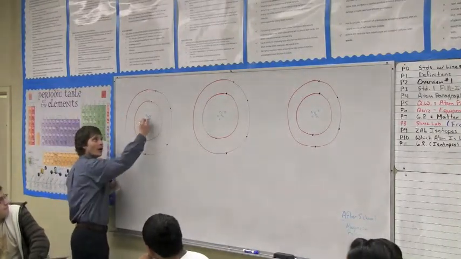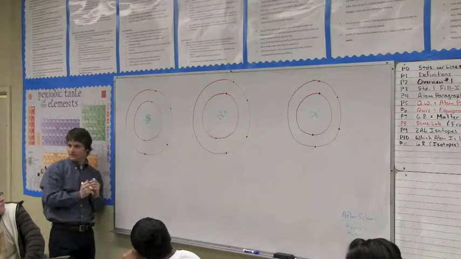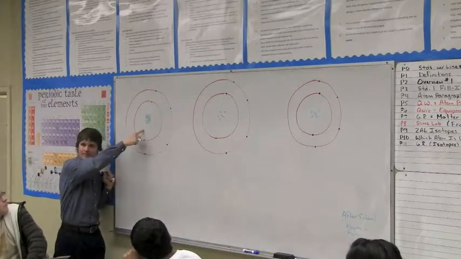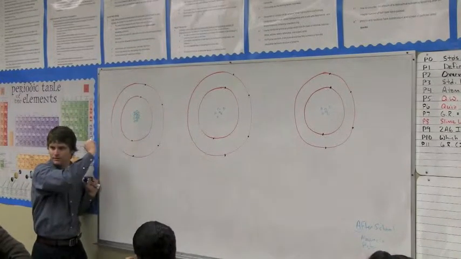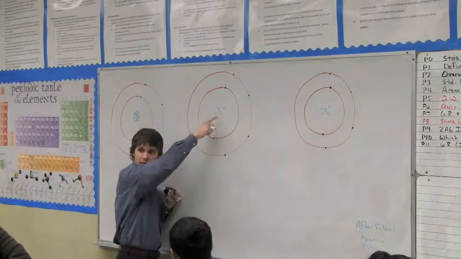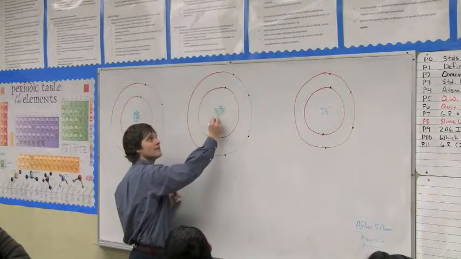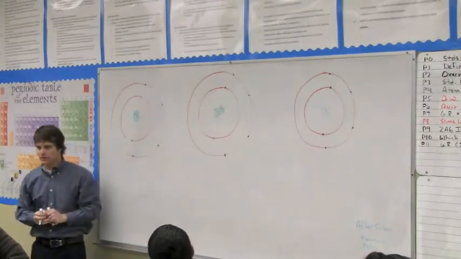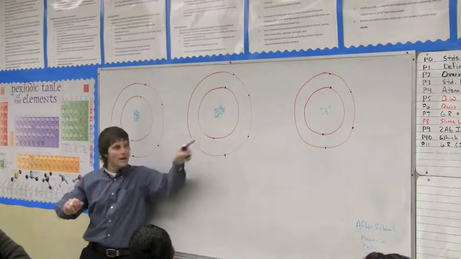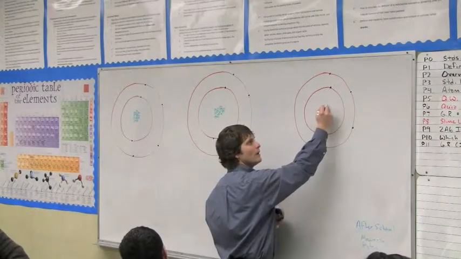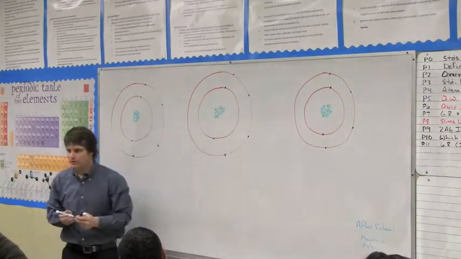And so this carbon atom can have 1, 2, 3, 4, 5, 6 neutrons. So here's a carbon atom that has 6 protons, 6 electrons, and this one happens to have 6 neutrons. But this carbon atom, 6 protons, 6 electrons, may have 1, 2, 3, 4, 5, 6, 7 neutrons. It's still carbon, it just has a different number of neutrons. And this carbon atom, maybe it has 1, 2, 3, 4, 5, 6, 7, 8 neutrons.